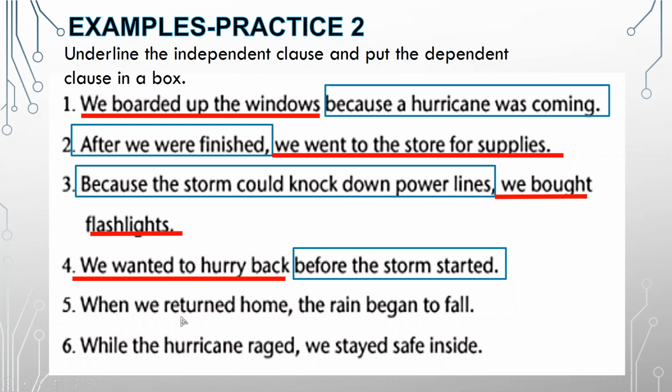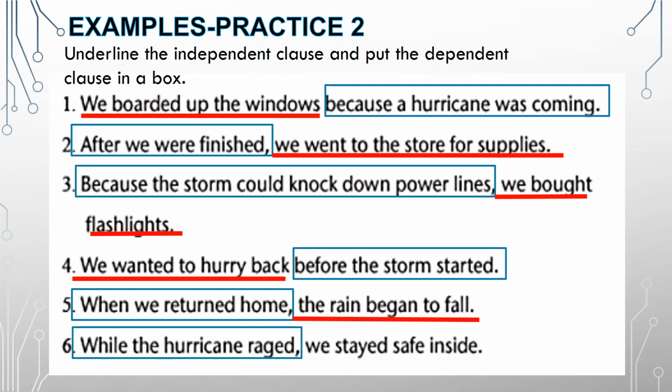For number 5, when we returned home, the rain began to fall. As you can see here, there's a comma. Therefore, it might be that the first word is a subordinating conjunction. So this is a subordinating conjunction. When we returned home is your dependent clause. And the rain began to fall. If you read it again, it makes sense. It can stand alone. We call this an independent clause. And finally, while the hurricane raged, we stayed safe inside. So while, as you can see, is a subordinating conjunction. And while the hurricane raged, up to the comma, is what we call what?